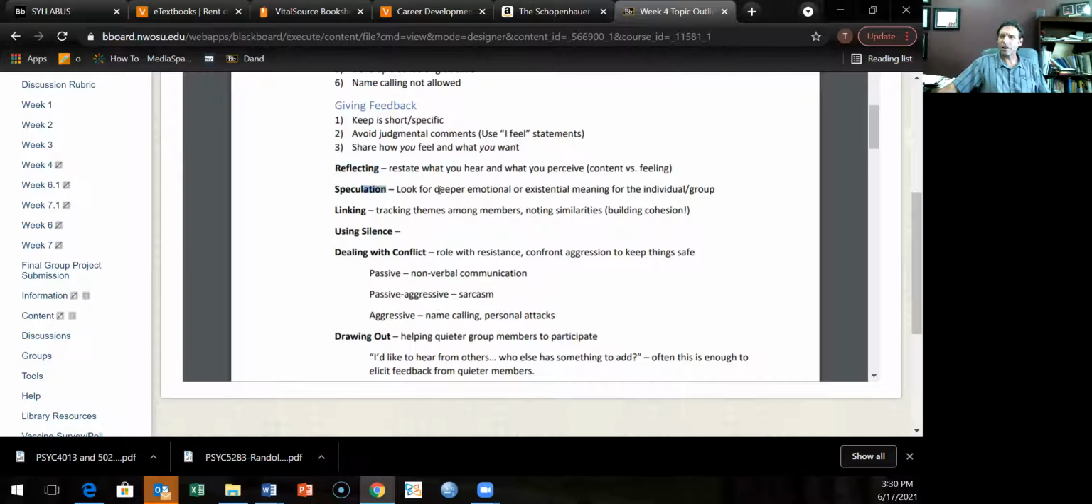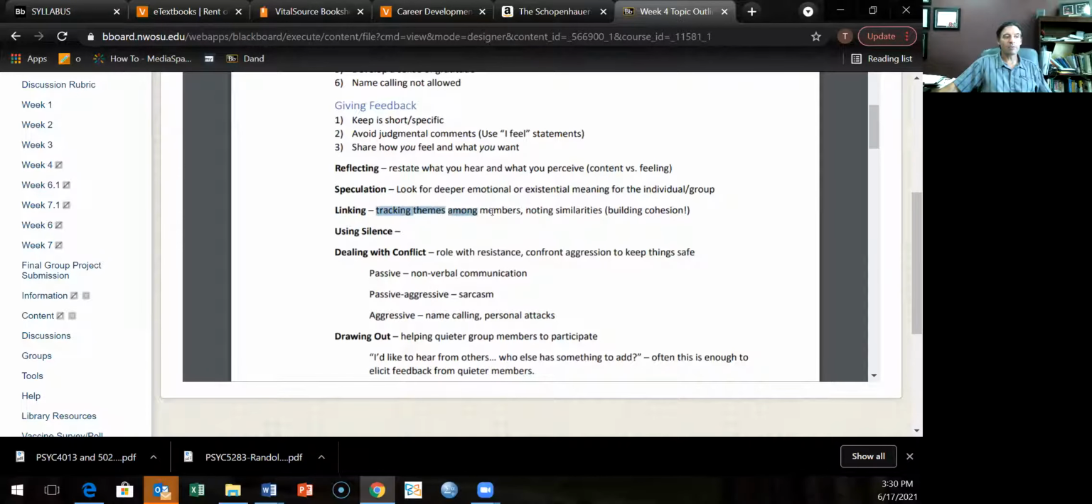Speculation. That's not really a term that is used a lot in our counseling vocabulary here at Northwestern. I would say this is more of a paraphrasing and not quite a summary. It's more just a paraphrasing where you're looking for deeper emotional, existential meaning in the group. So as you see deeper emotional themes or content themes emerge, speculating on what those are, and the group members will correct you, or they'll flow with it and say, yeah, you get it. That's developing that cohesion.